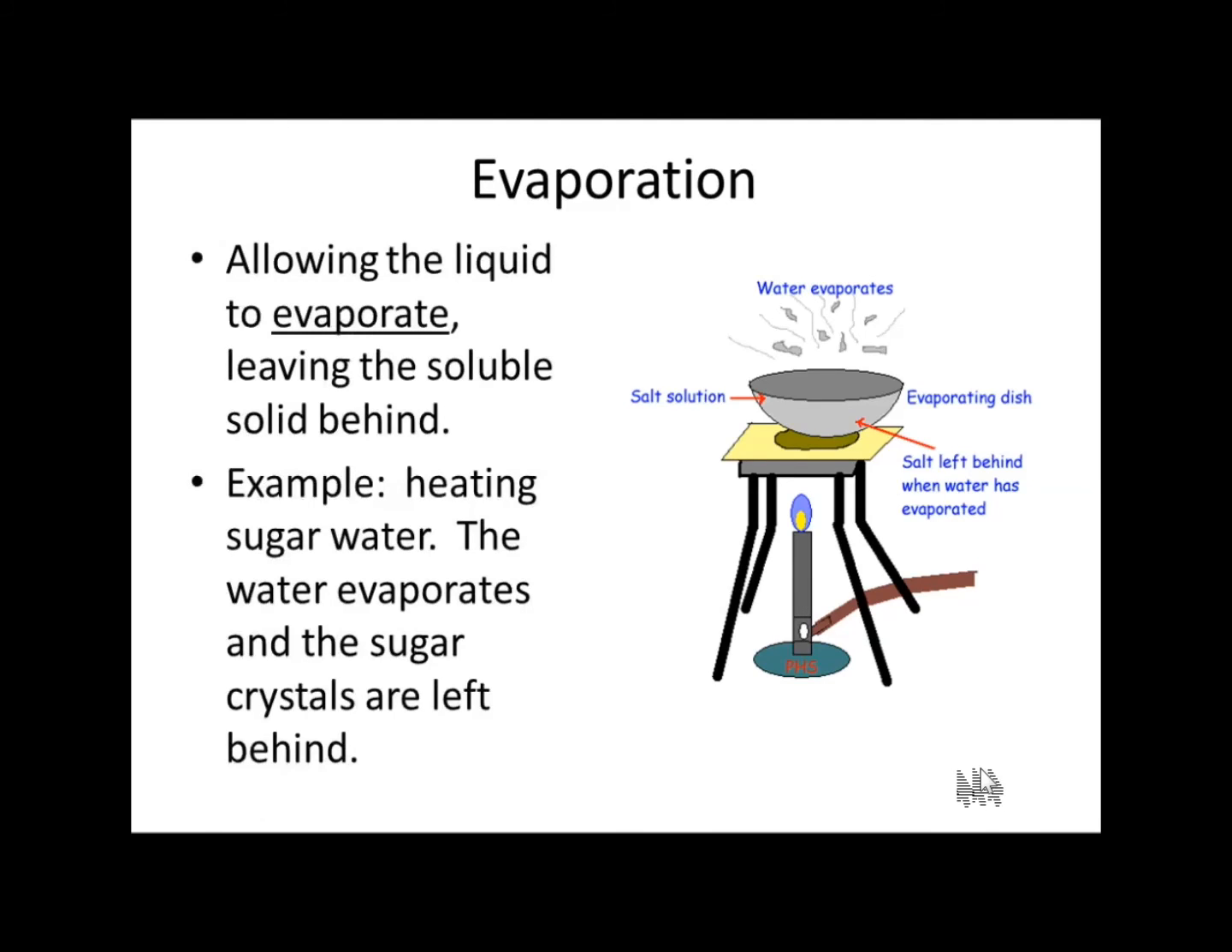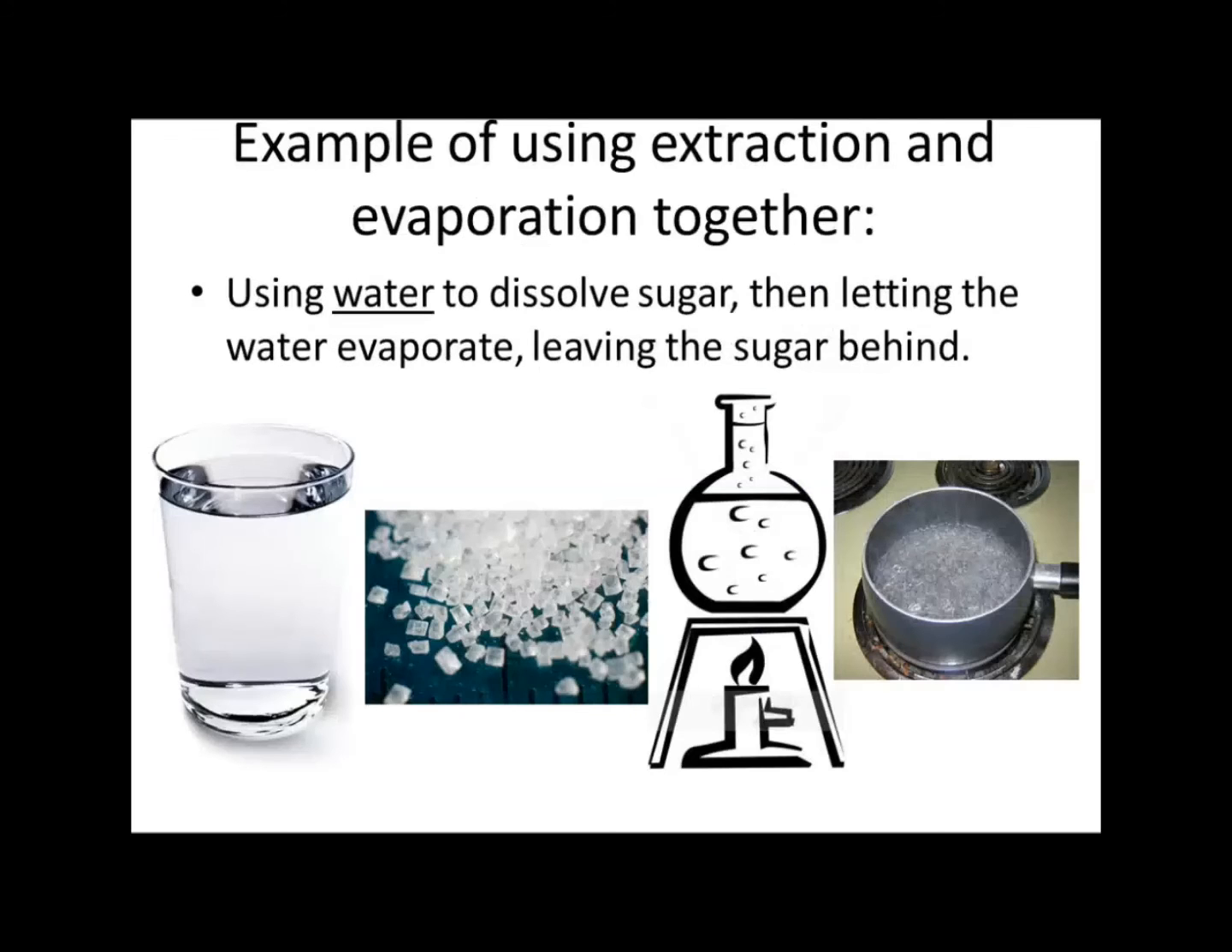Evaporation is allowing the liquid to evaporate, leaving behind the soluble solid. So for example, if we had that sugar water and we wanted to get the sugar by itself, we could heat that up and the water would evaporate and the sugar crystals would be left behind. Here's an example of extracting and evaporating together. So we could use water to dissolve the sugar. Then letting the water evaporate, we could leave the sugar behind.